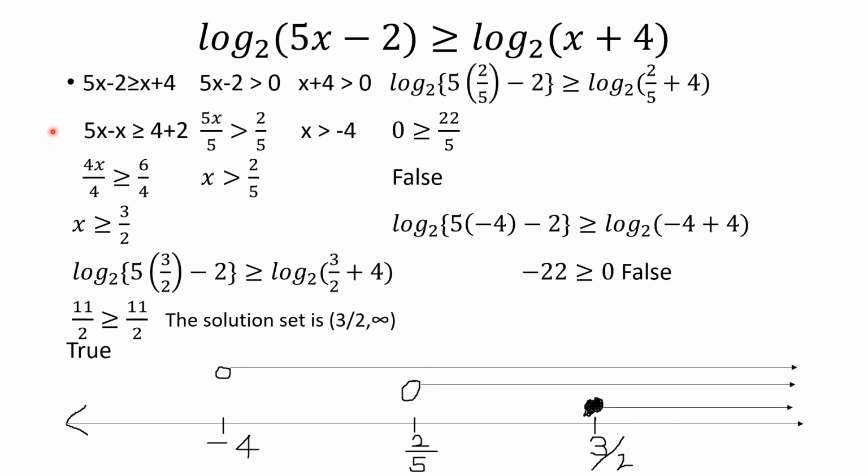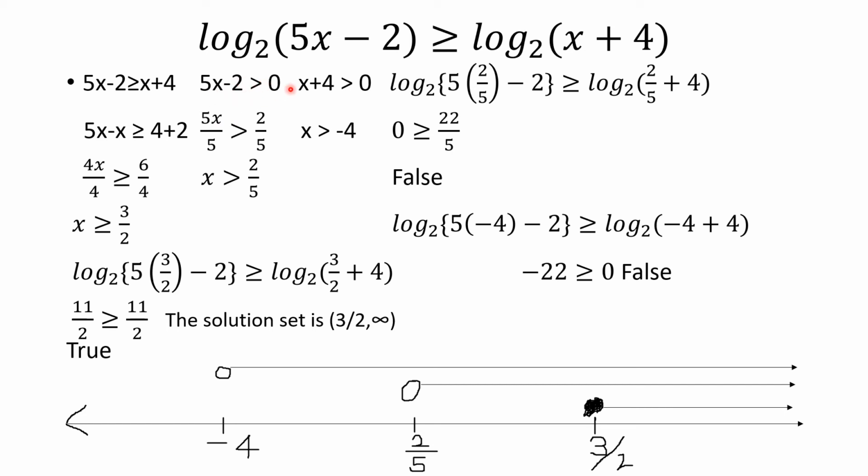And then you move the variable to the left hand side, and move the constant to the right hand side. So 5x minus x is 4x. 4 plus 2 is 6, so divide both sides by 4 and you get x is greater than or equal to 3 halves. So we got the first critical value, so we need to get the second critical value.